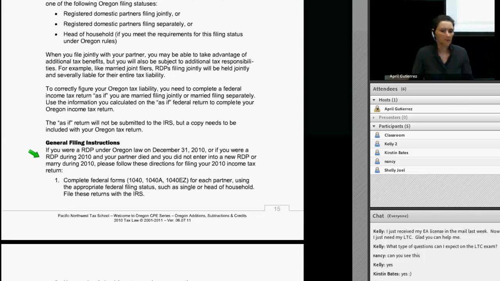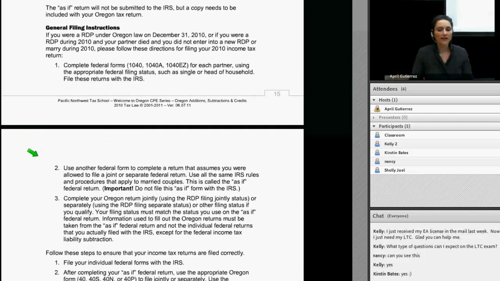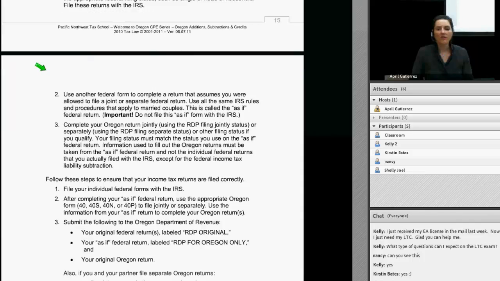General filing instructions. If you were an RDP under Oregon law on December 31, 2010, or if you were an RDP during 2010 and your partner died and you did not enter into a new RDP or marry during 2010, please follow these directions for filing your 2010 return. Complete federal forms 1040, 1040A, or EZ for each partner using the appropriate federal filing status, such as single or head of household. File these returns with the IRS.